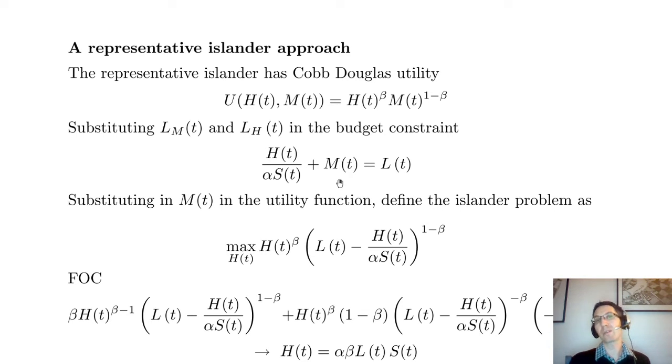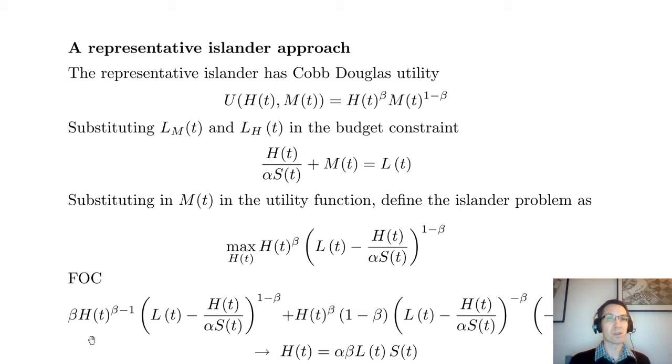And so I could use this and solve it by Lagrangian, or if I'm lazy, and I'm always lazy, I can do something even simpler. I can just substitute m in the utility function. So here I get this very simple utility function that's only in terms of h_t. So it's h^beta l minus h over alpha s to the 1 minus beta. So the representative islander's problem is quite simple. It's simply to maximize this function by choosing h_t.